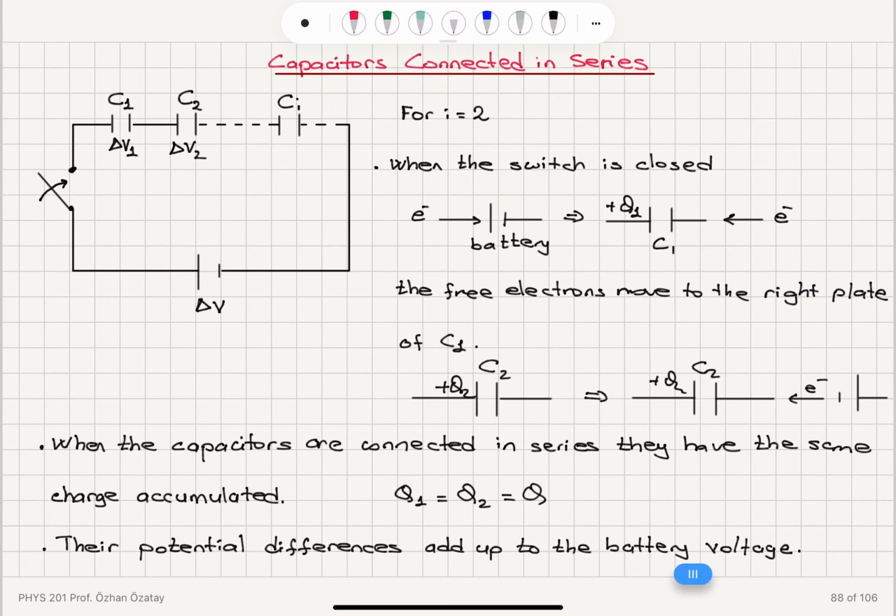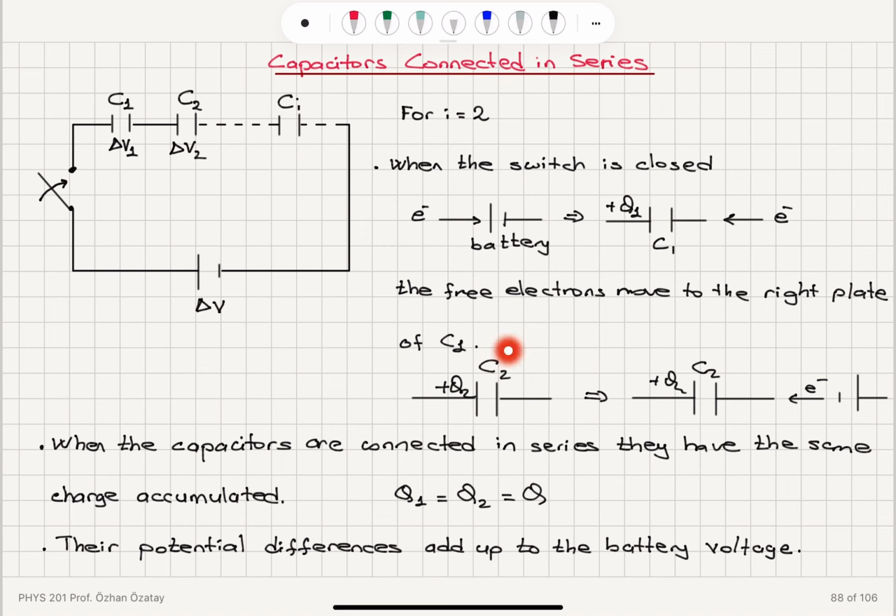And at the same time, this is going to create an electric field between the two plates, so this plate will be at a positive potential. Therefore, electrons will have to travel towards the other plate of capacitor C1, and we will see a charge plus Q1 and minus Q1 build up at equilibrium. The free electrons move to the right plate of C1 in order to have a balance in the system.